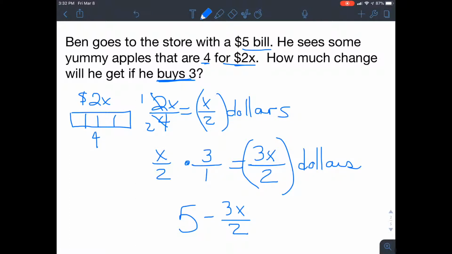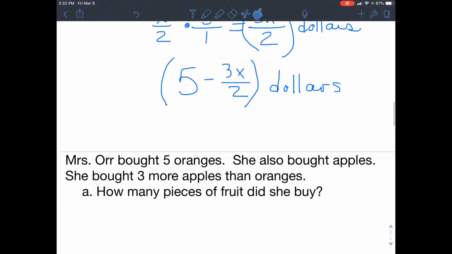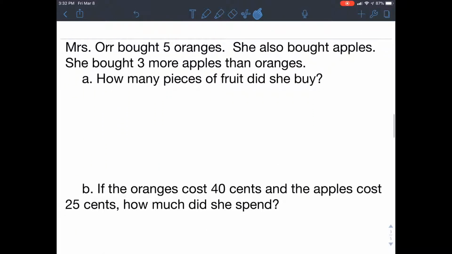Those two terms cannot be combined, cannot be subtracted, they cannot be simplified. So what I do is I just put my parentheses around and then I write dollars. And that is my answer. I cannot simplify it any farther than that. Okay, let's look at another one.